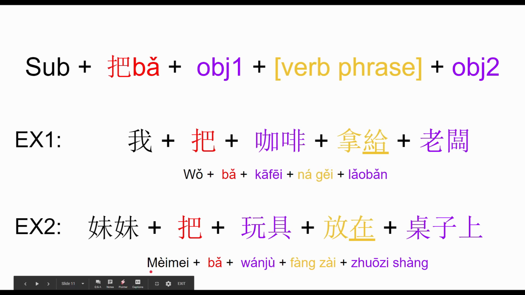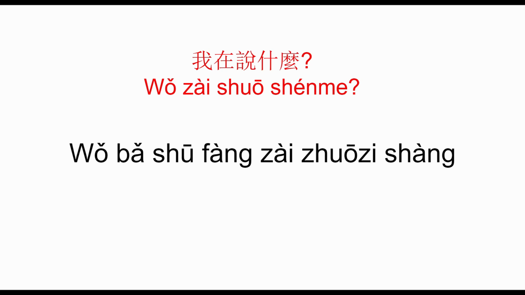Great. Let's try again. How do you say the younger sister puts toys on the table? Let me think. Younger sister. Okay. 妹妹把玩具放桌子上. Oh no! I missed a word here again, didn't I? 放在桌子上. Yeah, excellent. I think you're all ready to go. Yay! 我在说什么? What am I saying? 我把书放在桌子上.